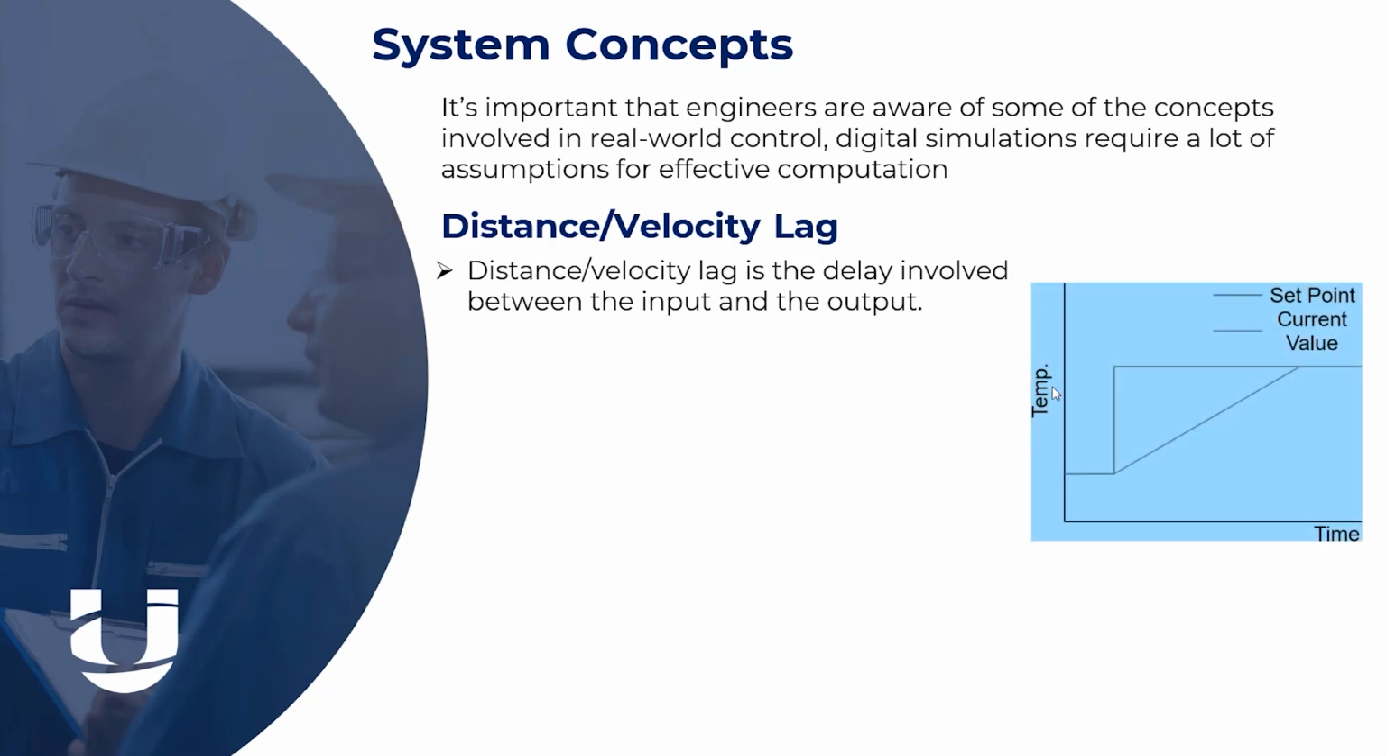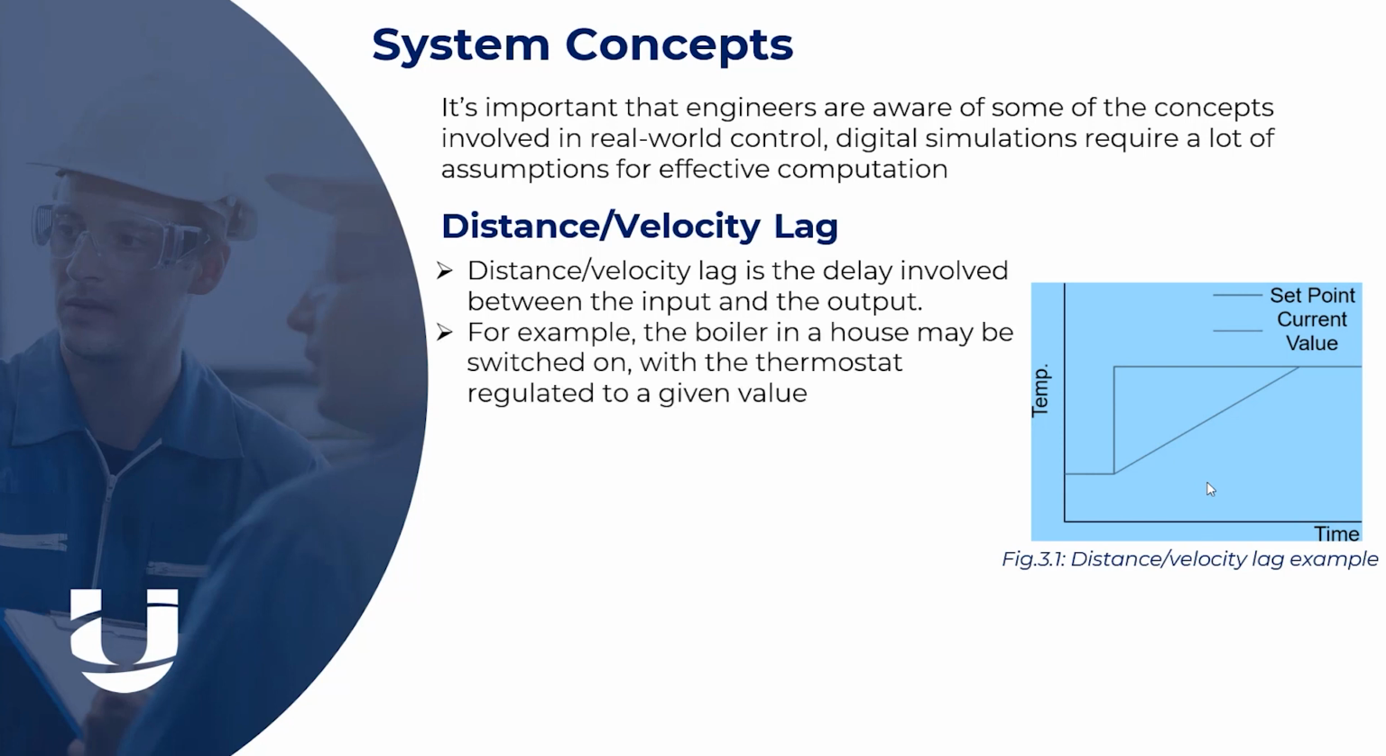And here we'll have a graph showing the temperature, and we can see what the set point looks like, and we can also see what the current value is, and then we just want to make sure that things are running in a very maintained way under the time that we have to use it. So this is a distance velocity lag, and that's just a typical example.